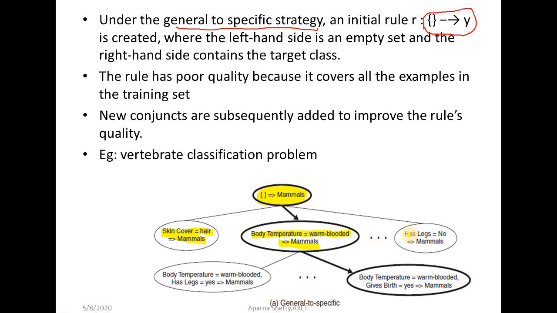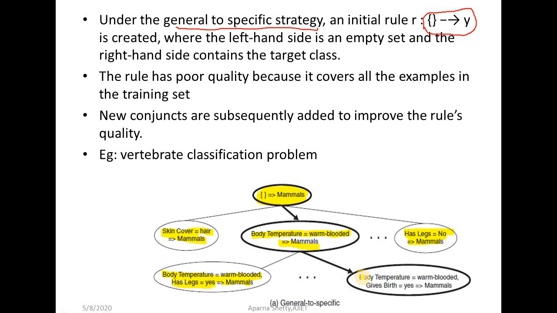Or you can also have a conjunct like, if has legs is equal to no, then you can classify them as mammals. Okay, so in the next step we have added one conjunct each. We can further improvise this rule by adding some more conjuncts. For example, if body temperature is equal to warm blooded and has legs is equal to yes, so here we have two conjuncts, we can classify them as mammals.